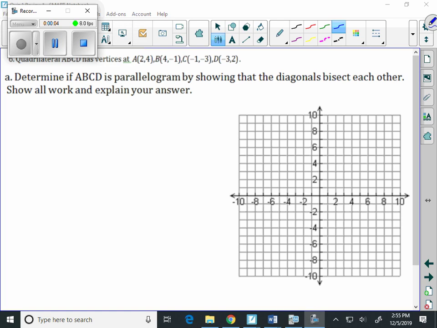Number 6, quadrilateral ABCD has those 4 vertices. So let's start by graphing these 4 vertices: (2, 4), (4, -1), (-1, -3), and (-3, 2).